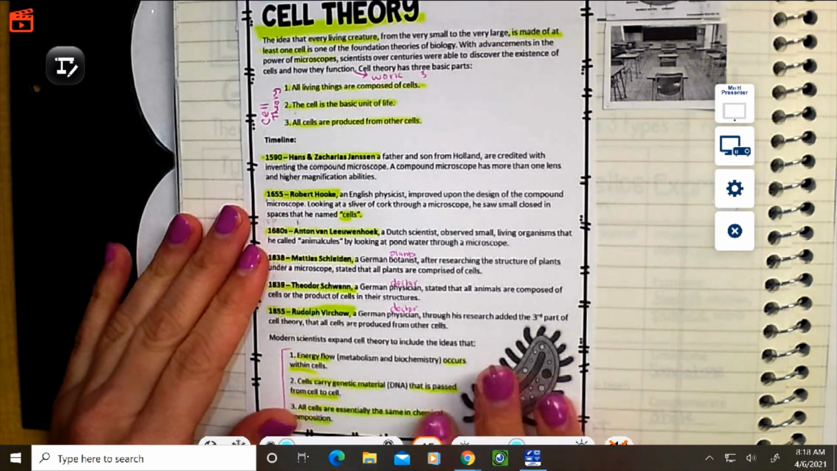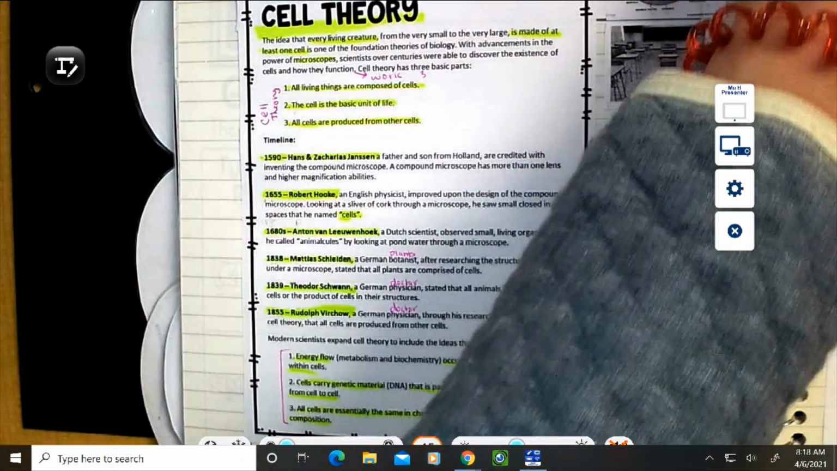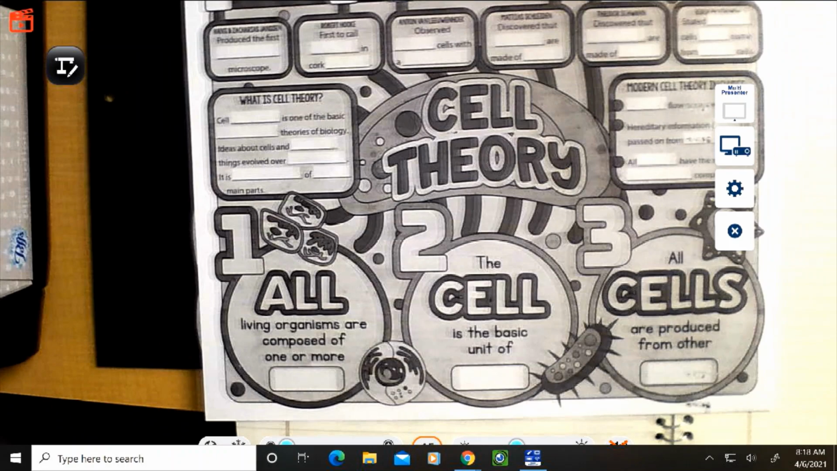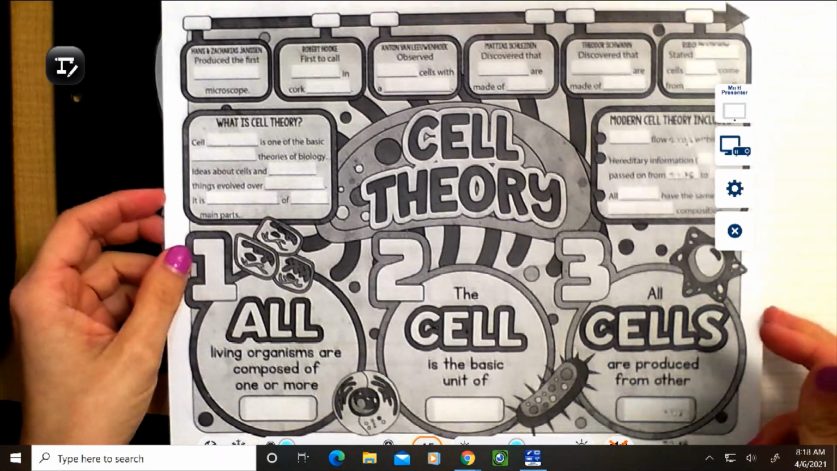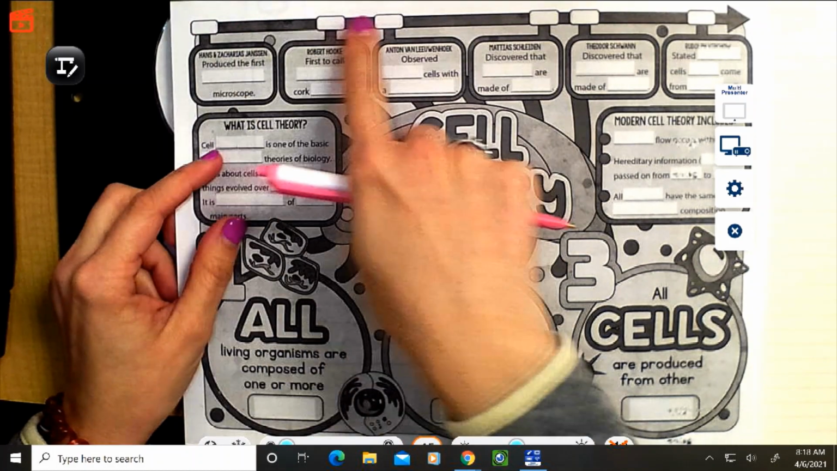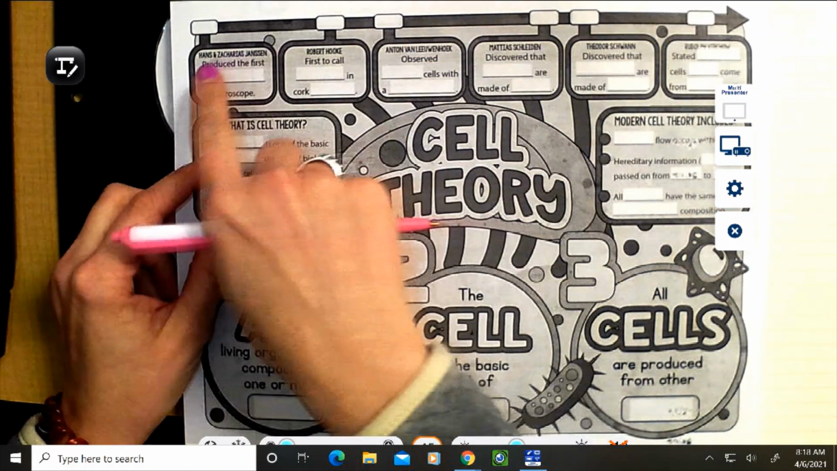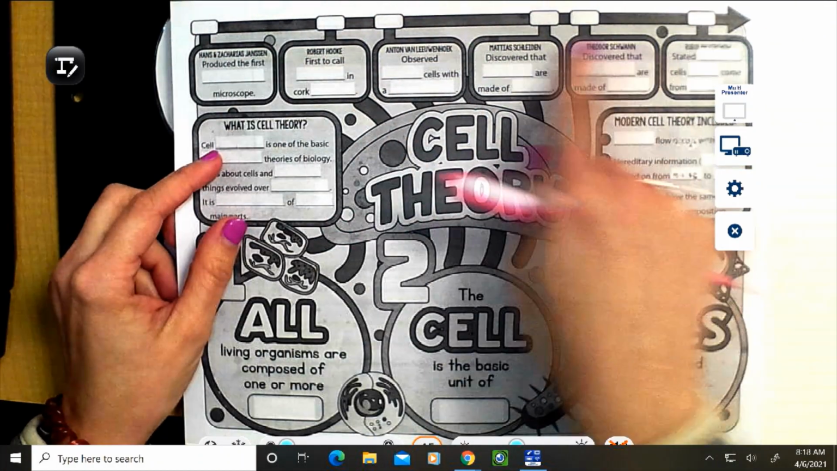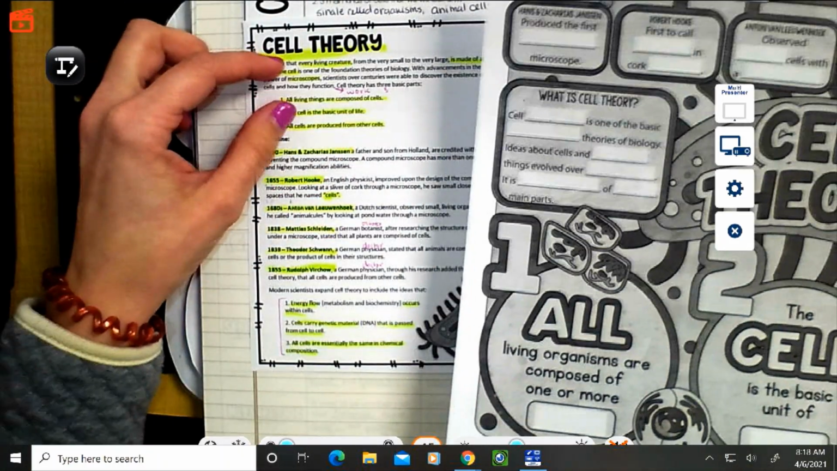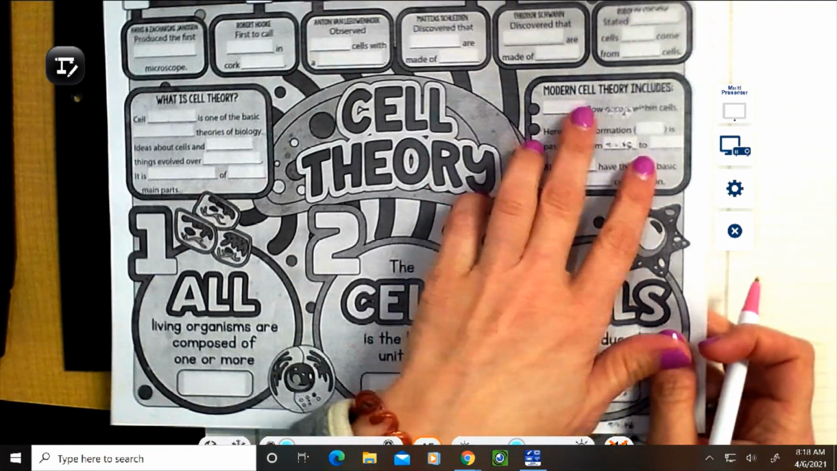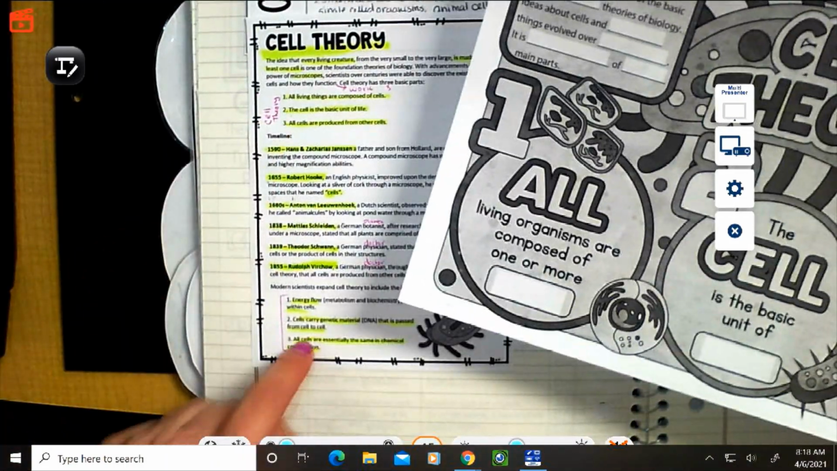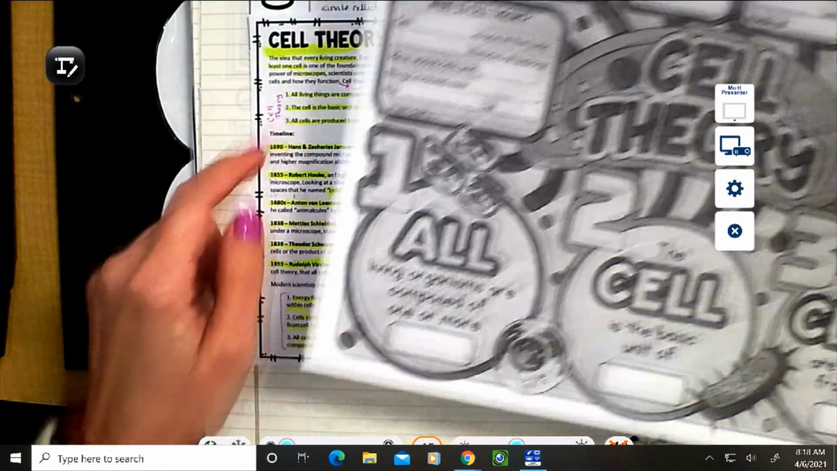So you're going to use this reading to fill out this paper. Okay, let me zoom back out. Okay. So on this paper, there's a couple pieces of information. We've got our timeline. So you need to put the dates in up here at the top. And then the information about these people in here. And then what is cell theory? All that stuff is going to be up here. The parts that it includes. And then these are the 3 parts at the top, not these 3. So these 3 are the important ones.